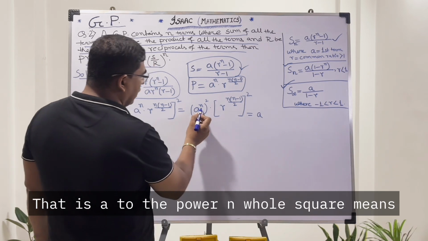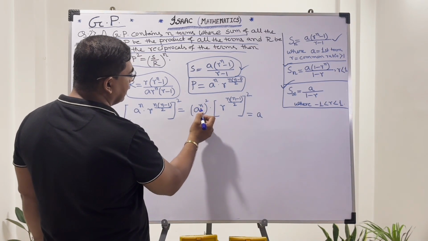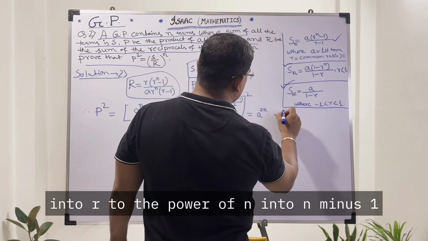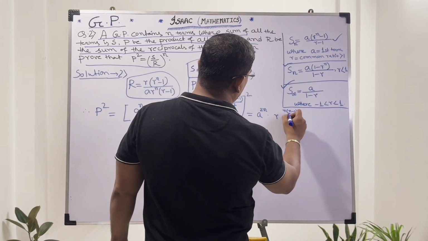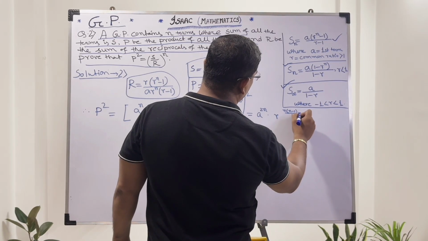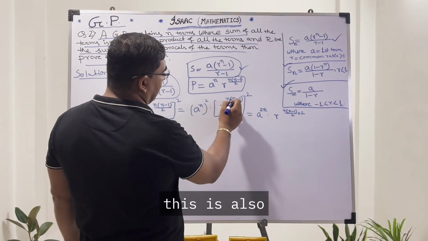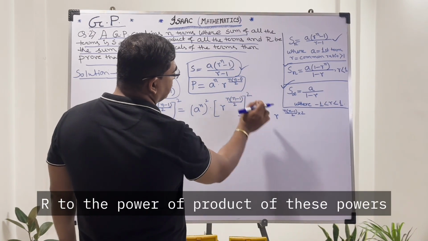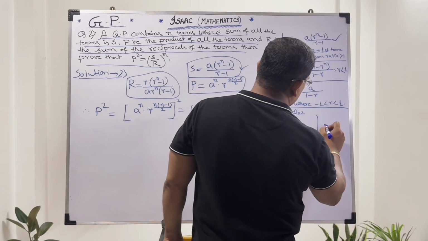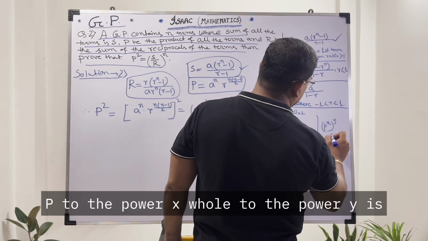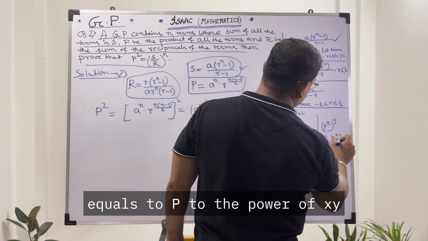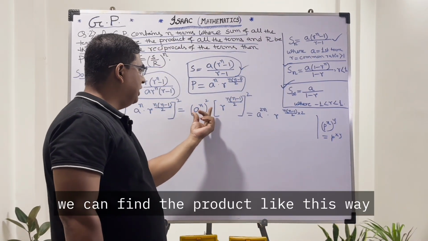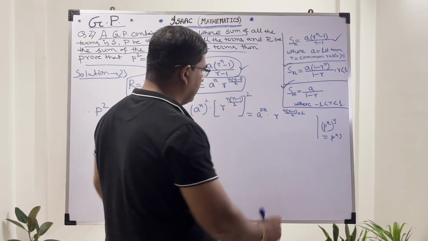That is, A to the power n whole square means A to the power 2n into R to the power of n into n minus 1 by 2 into 2. This is also R to the power of the product of these powers, by following this formula: P to the power x whole to the power y is equal to P to the power of xy. By following this exponent formula, we can find the product this way.